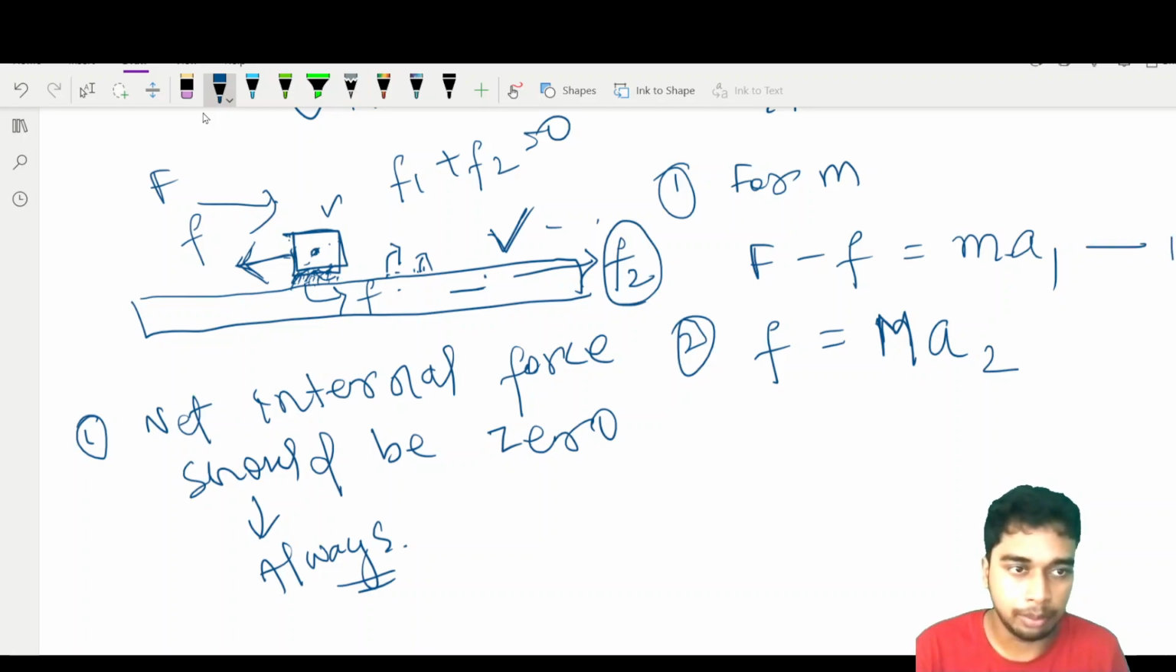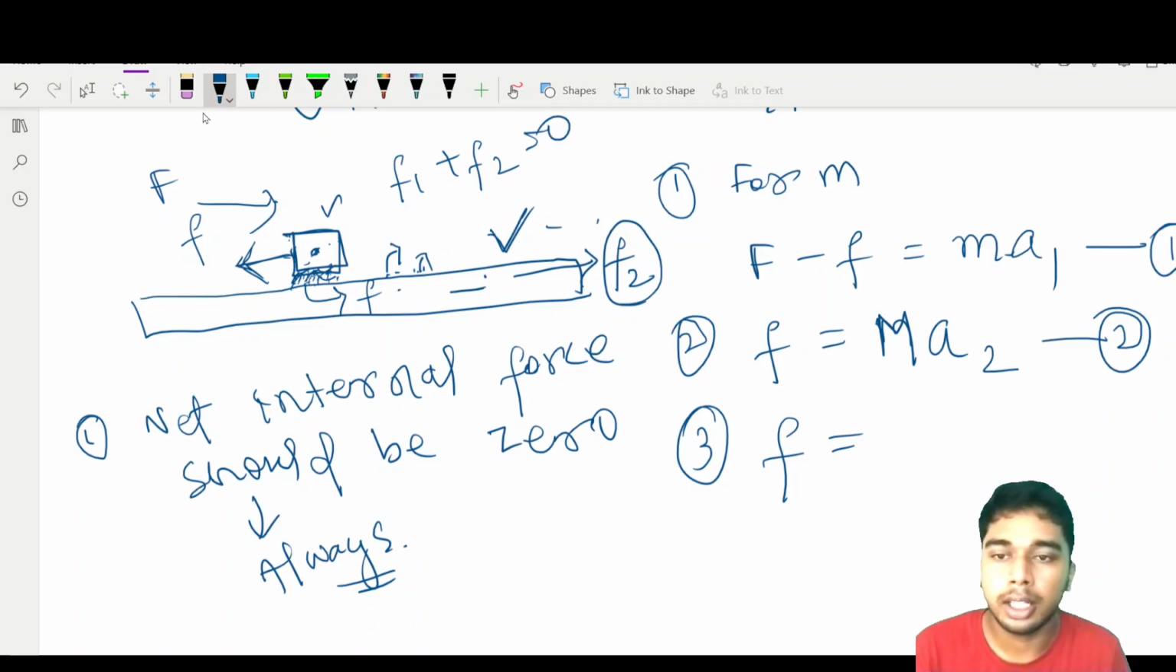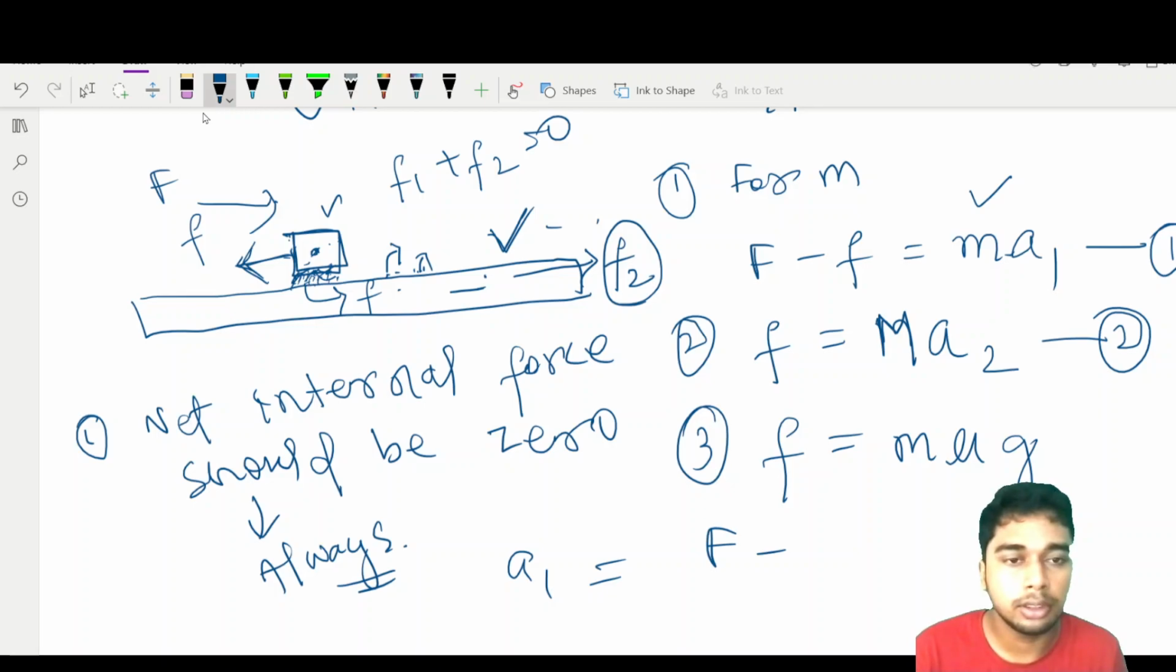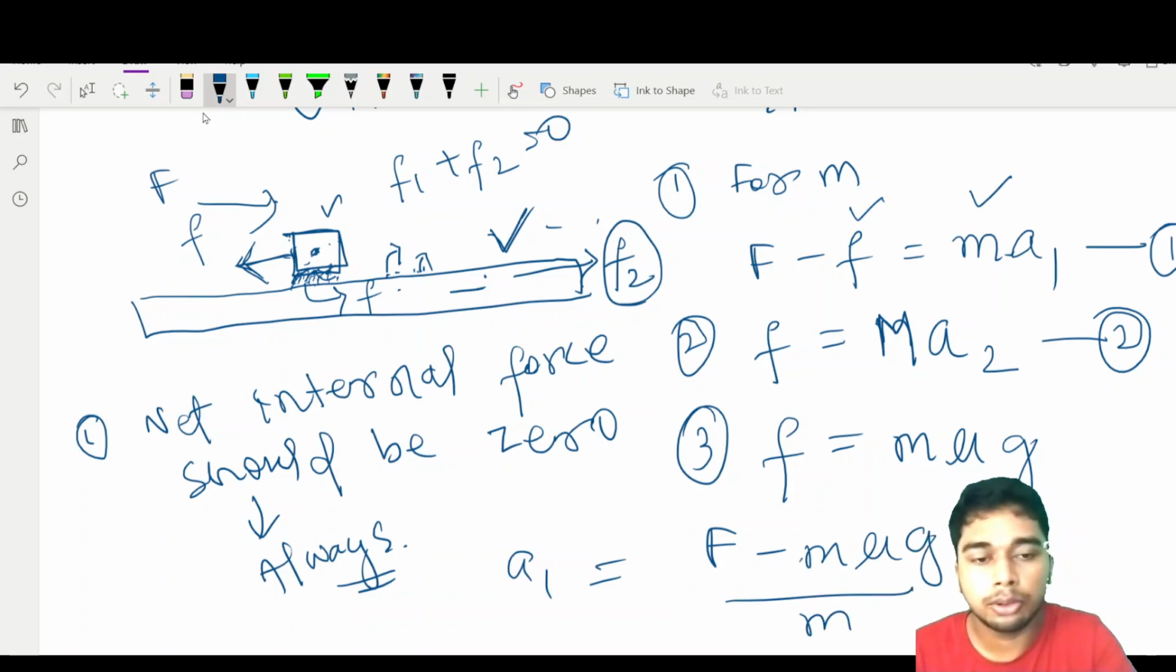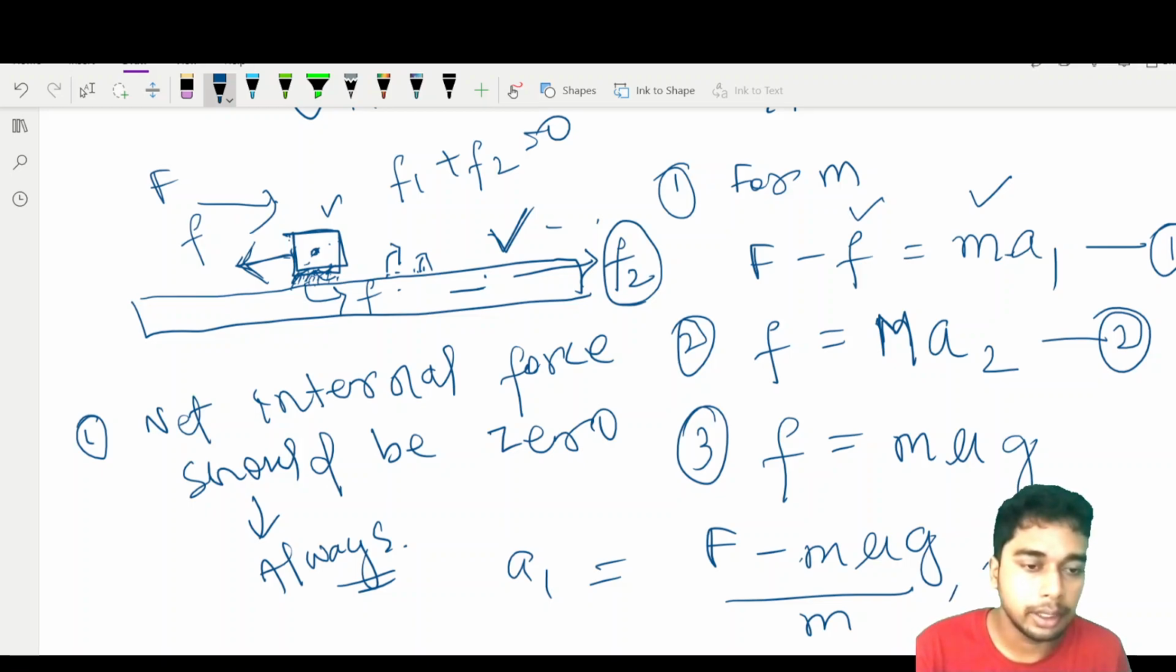So I have obtained two equations. Then the third equation is small f is equal to, what did I consider? Small f is small m mu g. So from here I can calculate what A1 will be. A1 will be capital F minus small m mu g by small m. In this way I can calculate similarly for A2 also.